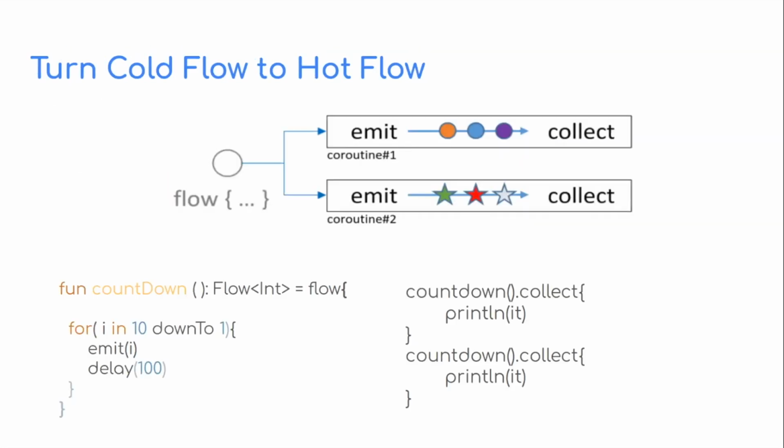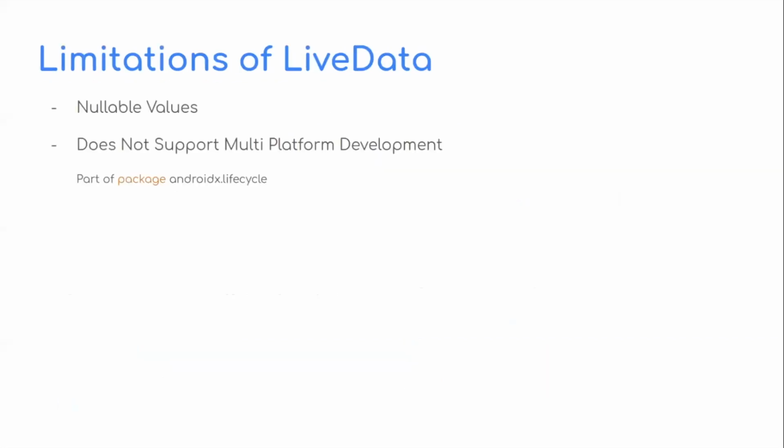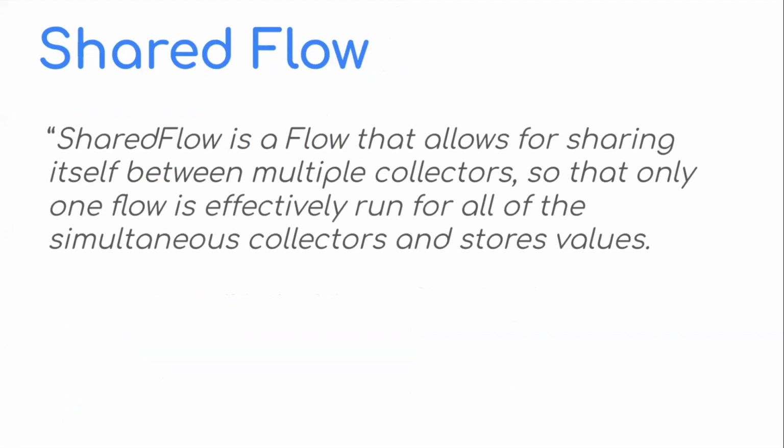So we have three data holders that can convert cold flows to hot flows. An example is LiveData. We also have another one called shared flow.